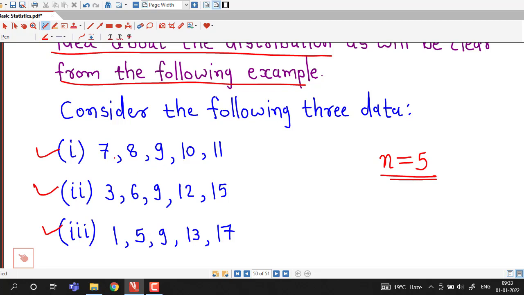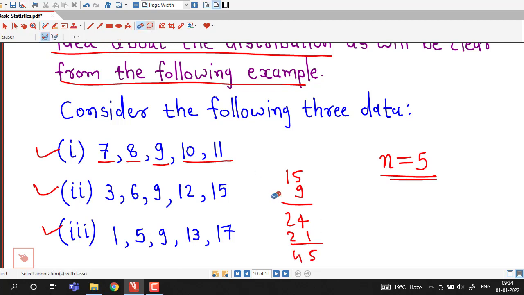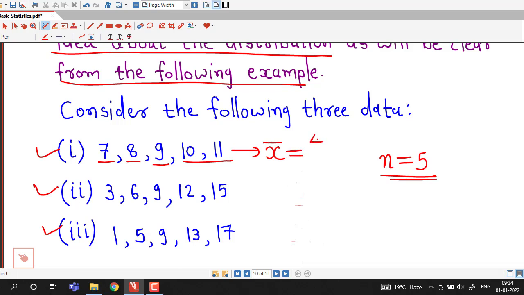Now suppose we take the sum of all the observations in data 1, 2 and 3. We can see this is 8 plus 7, that is 15. 15 plus 9, that is 24, plus 10 plus 11, that is 21. So here the sum is 45. The sum of observations in data number 1 is 45, and we can find the mean of this data by taking the sum of all the observations divided by the total number of observations, which is 5. So the mean of this first data is 9.